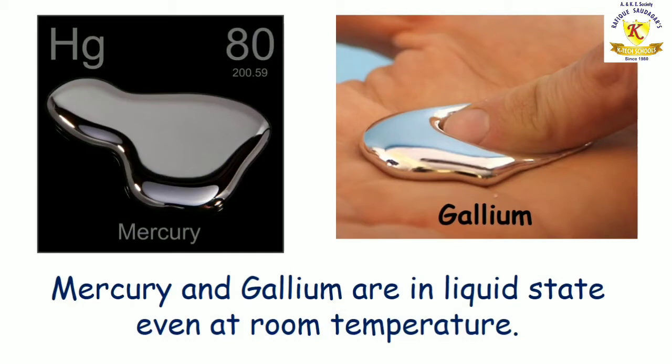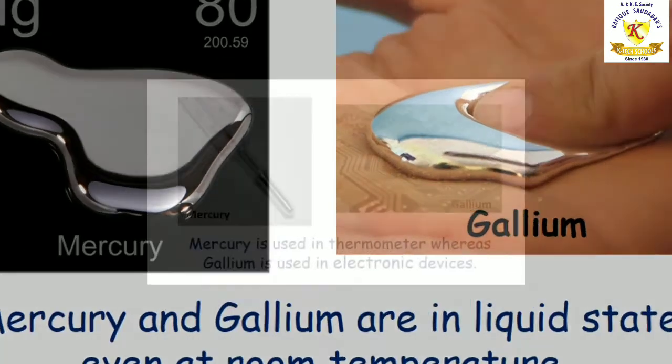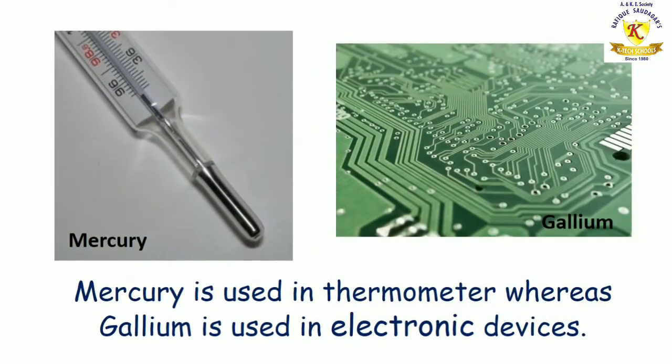Do you know where mercury and gallium are used? Mercury is used in thermometers, whereas gallium is used in electronic devices. This is just one example. There are many more objects where mercury and gallium are used. Understood? Let's see the next property.